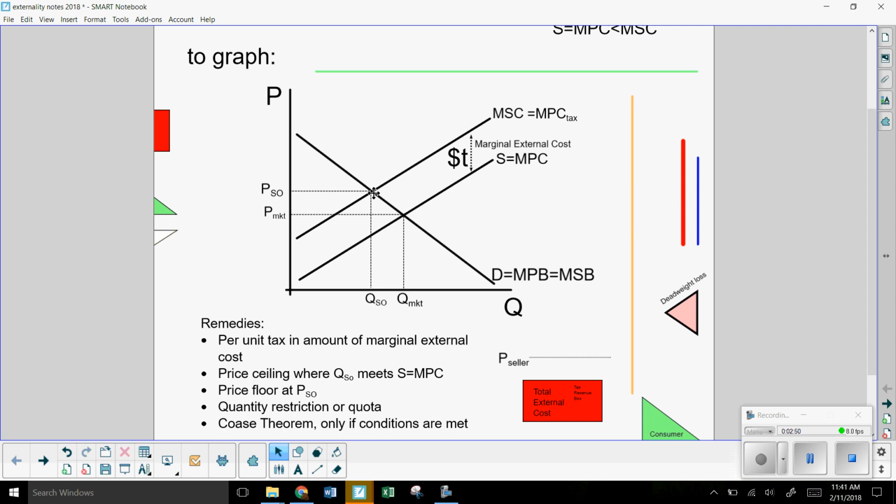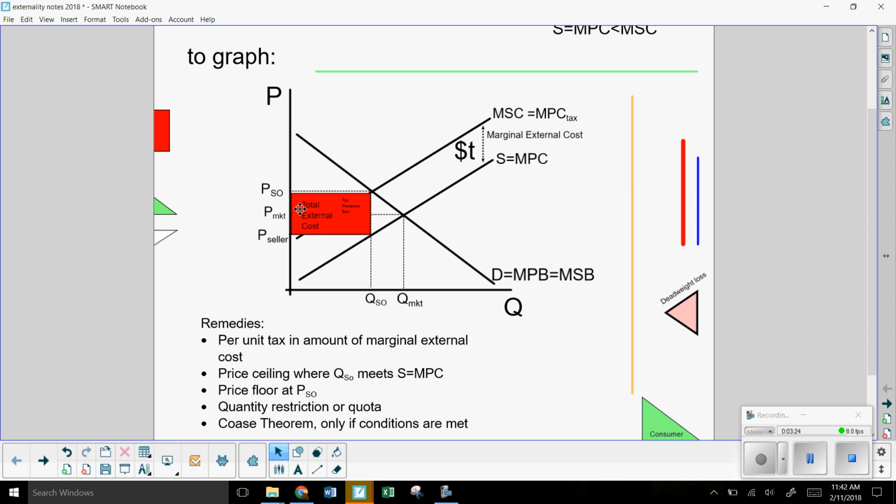Well, already we know that's a really good thing because that is the socially optimal quantity. Buyers will end up paying PSO as their price. Sellers will end up receiving this price right here, P seller. And the reason why is because that amount, T dollars, the marginal external cost, is the amount of the tax. So buyers pay PSO, sellers turn around and give T dollars to the government, and what's left over for them is P seller.